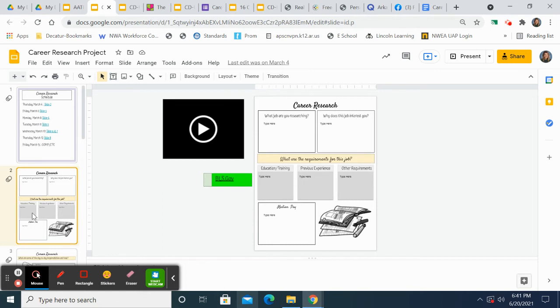So in my project, this is what I asked them. What are you researching? What job are you researching? Why does this job interest you? What education and training requirements, previous experience, and other requirements are there? And then what is the median pay? Now, like I said, I'm not trying to just throw them to the wolves. So I went through and I linked valuable websites off to the side that would help them conduct the research.